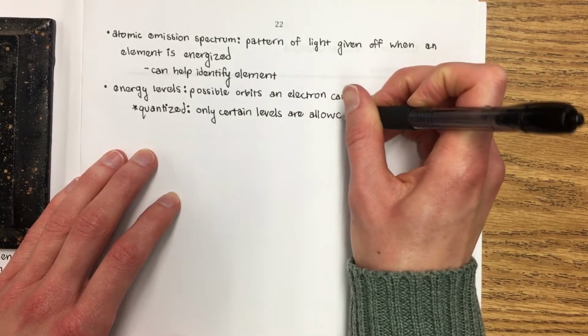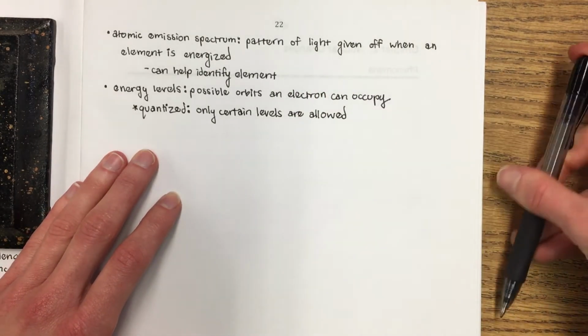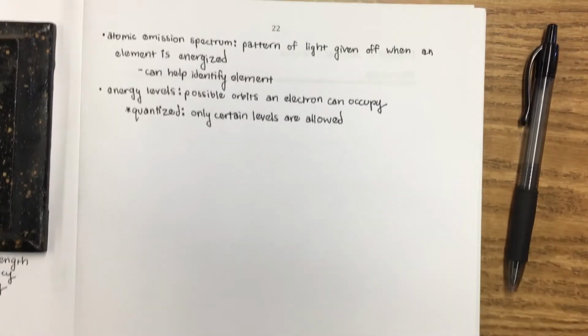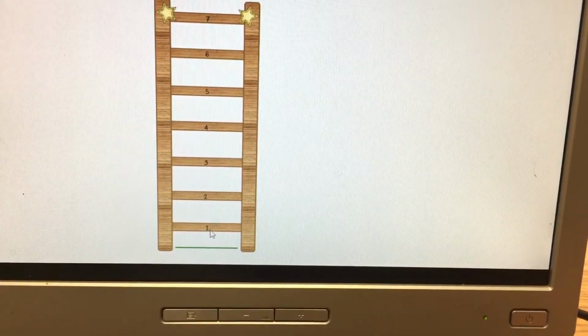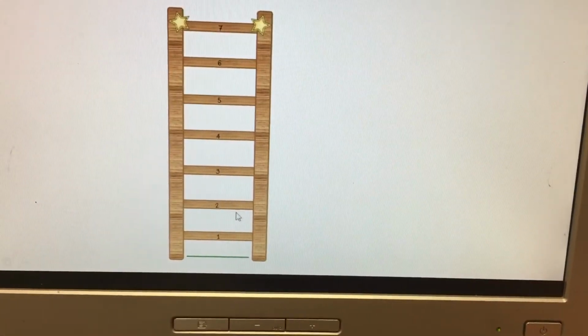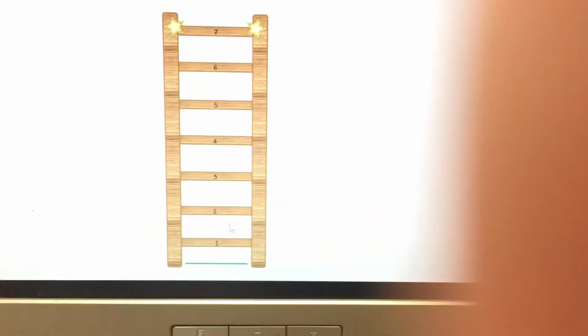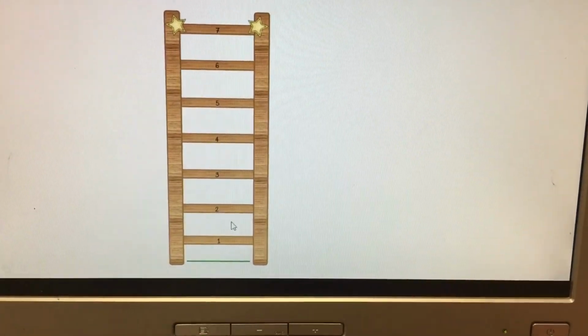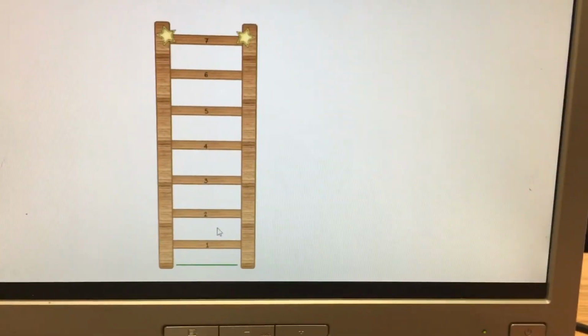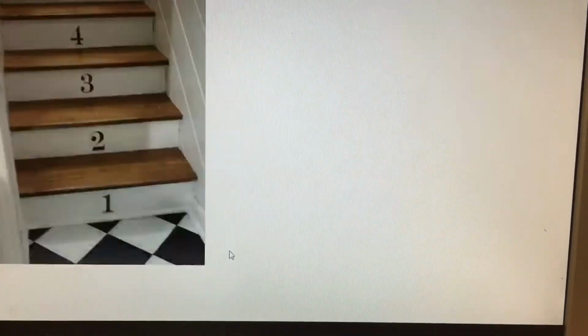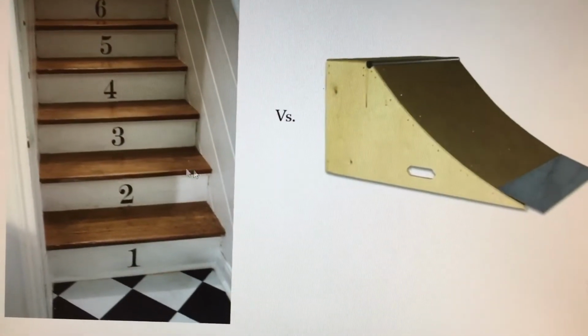So let me give you an example of something that is quantized. The common example that we give for things that are quantized is a ladder. If I'm standing on this ladder, I could be standing on rung 1 or 2, but can I be hovering between rungs 1 and 2? No, not according to the laws of physics. That's impossible. So the ladder is quantized. I can be either on rung 1 or 2, but I can't be in between them. Okay, so like these stairs are quantized.